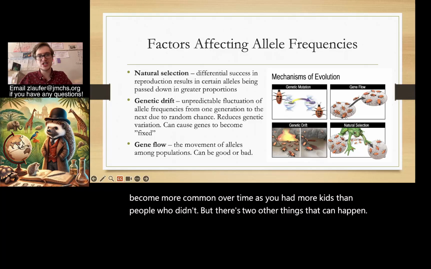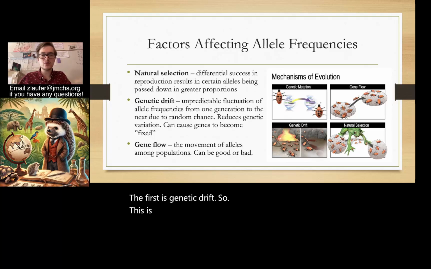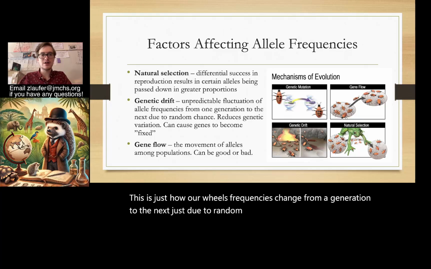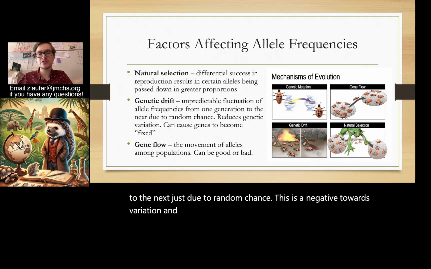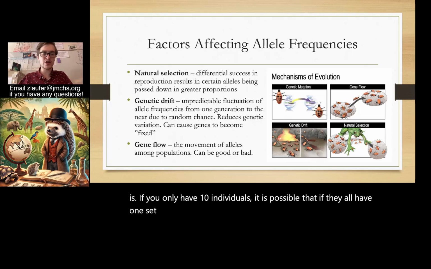The first is genetic drift. So this is just how our allele frequencies change from one generation to the next just due to random chance. This is a negative towards variation, and typically is a bigger issue the smaller your population is. If you only have 10 individuals, it is possible that if they all have one set of kids, all the kids are the same gender.